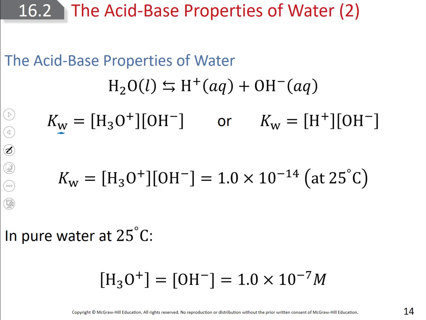Now the equilibrium of water at room temperature, 25 degrees Celsius, is equal to 1.0 times 10 to the negative 14, which, because both hydronium and hydroxide are 1 to 1, if we were to do an ice table, they would both be x, or x squared. So if x squared is equal to 1.0 times 10 to the negative 14, then what is x equal to?